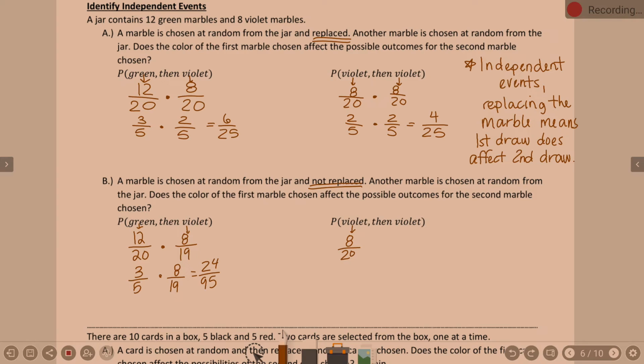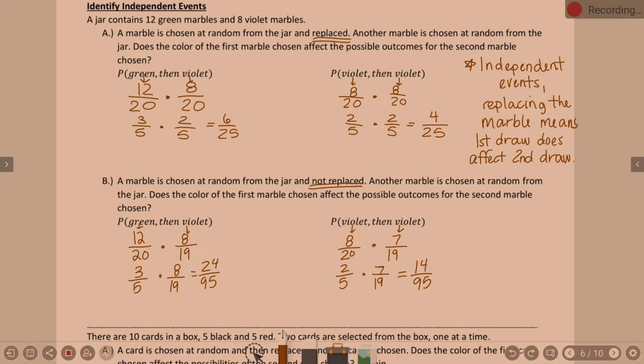So we're going to assume we drew a violet, and then we did not replace it. So now what are we at? 7 over. Instead of 8 violets, there's only 7 violets. Instead of 20 total marbles, there's only 19 total marbles. So that would affect both your numerator and your denominator, right? 8/20 is 2/5, times the 7/19, which is 14/95.